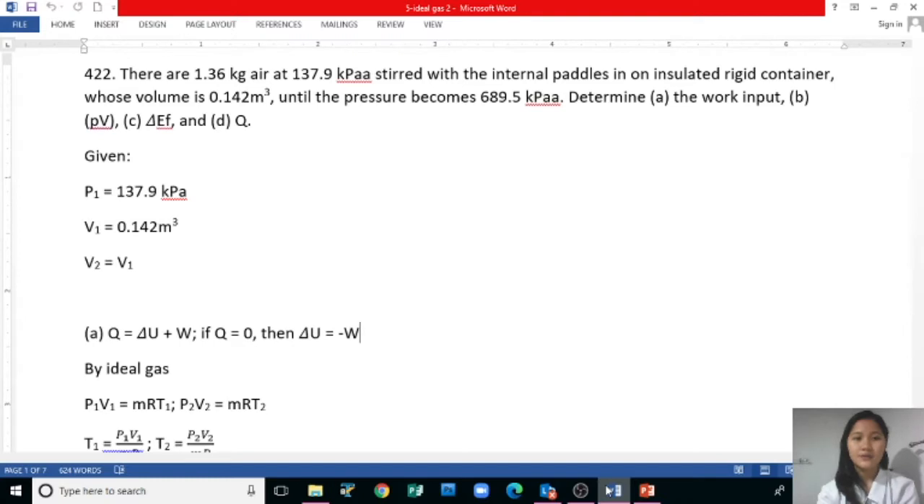There are 1.36 kg of air at 137.9 kilopascals stirred with internal paddles in an insulated rigid container, whose volume is 0.142 cubic meter, until the pressure becomes 689.5 kilopascals. Determine A, the work input, B, the delta PV, C, the efficiency, and D, the transferred heat or the Q.